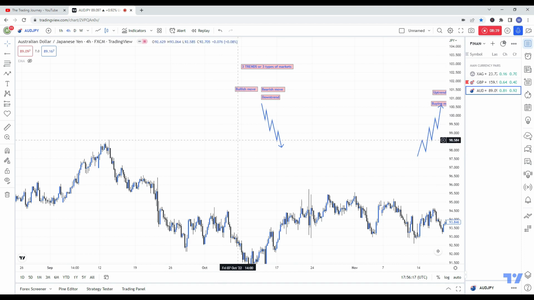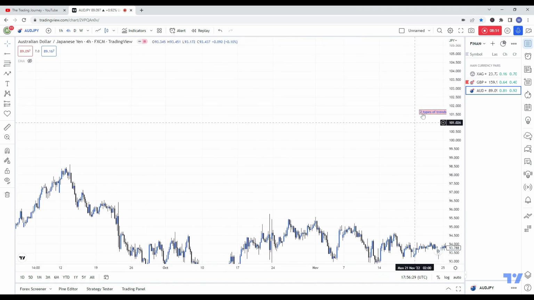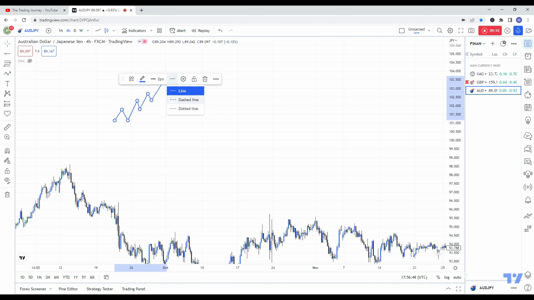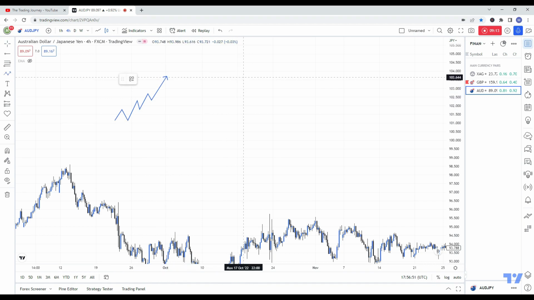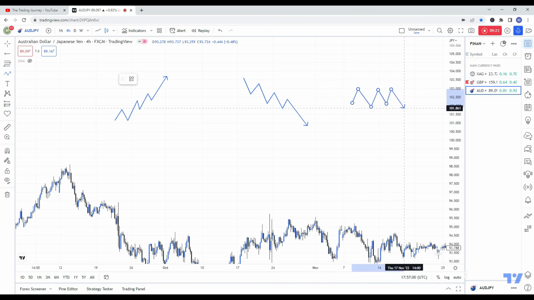Let me delete this. So, based on the last 2 years in the market, what I've noticed is the market is a mix of three trends. As I said, there is uptrend. There is downtrend. And there is the consolidated market.